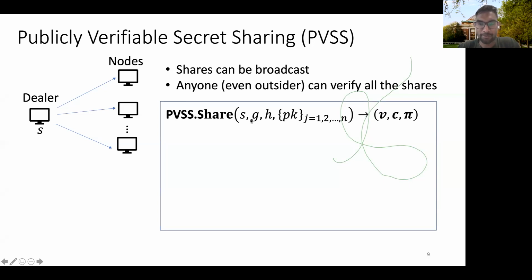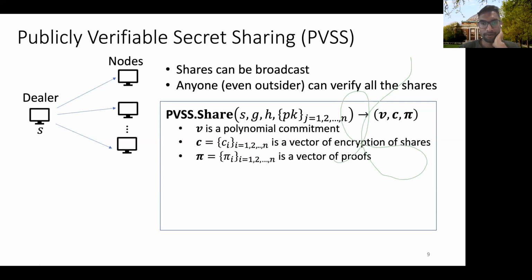The share interface takes a secret, some public parameters and the public keys of each node, and generates these three vectors, V, C, and pi. For notational convenience, I'll use bold letters to denote vectors and non-bold letters to denote normal group elements. V here is a polynomial commitment, a commitment to the polynomial that embeds the secret S. C here is a vector of encryptions of shares, and pi is the correctness proof that these encryptions indeed are correct encryptions.